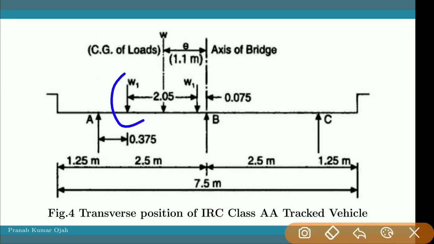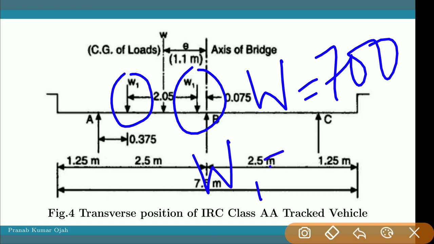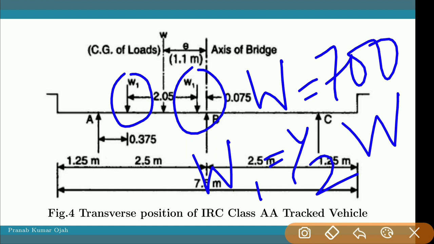Here two wheels are acting on the girder. And for IRC class AA track vehicle, the total load W is 700 kilonewton. So for each wheel, it will be half of W. That is, for each wheel it will be 350 kilonewton.